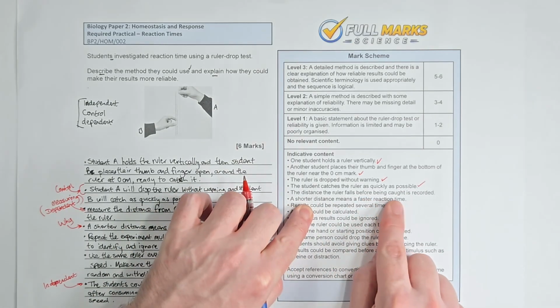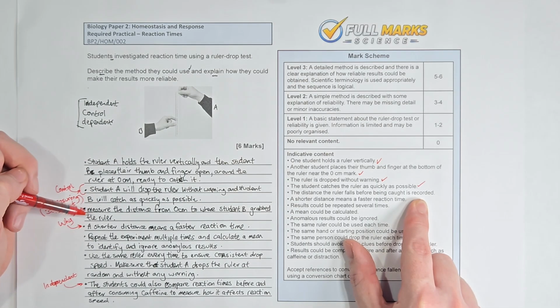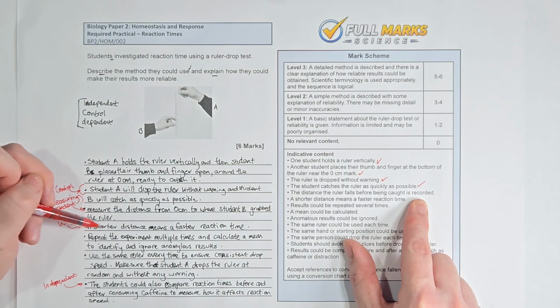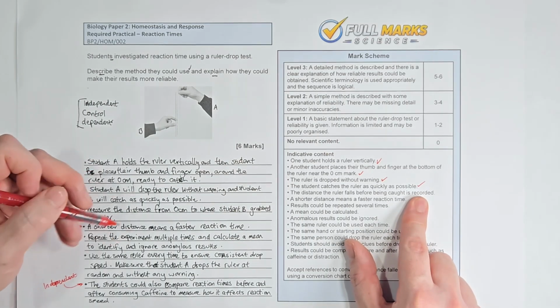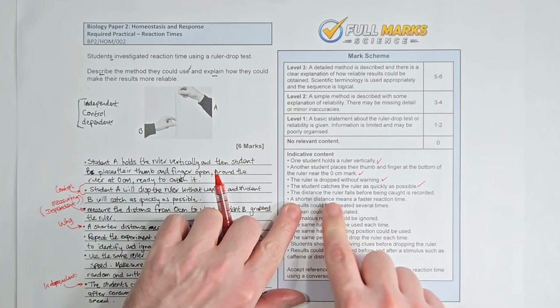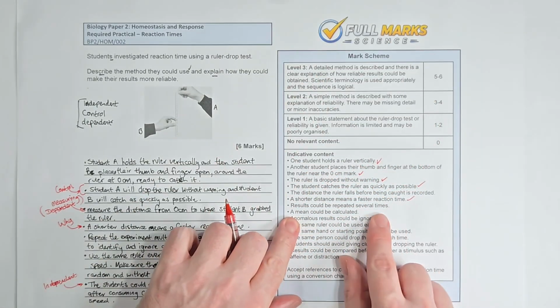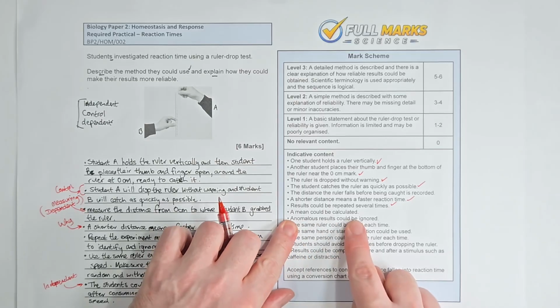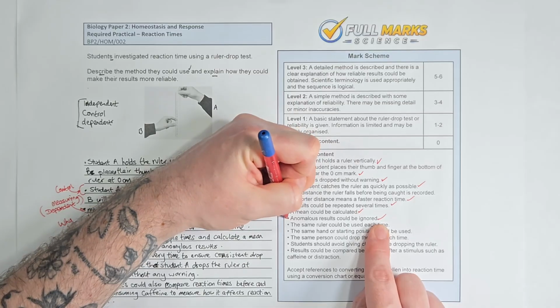The distance the ruler falls before being caught is recorded. I think I maybe implied it, but it was in this bit about measuring the distance. So we've not specifically said about recording the result, but we have kind of covered that. I'm not going to tick it anyway, but by saying that we're doing the experiment multiple times, calculating the mean, we are implying that we're recording this data. So the shorter the distance means a faster reaction time. We said that. Results can be repeated. Yeah, we did that. A mean could be calculated. We did that. Anomalous results. We said that because this is part of this and it should always be together.